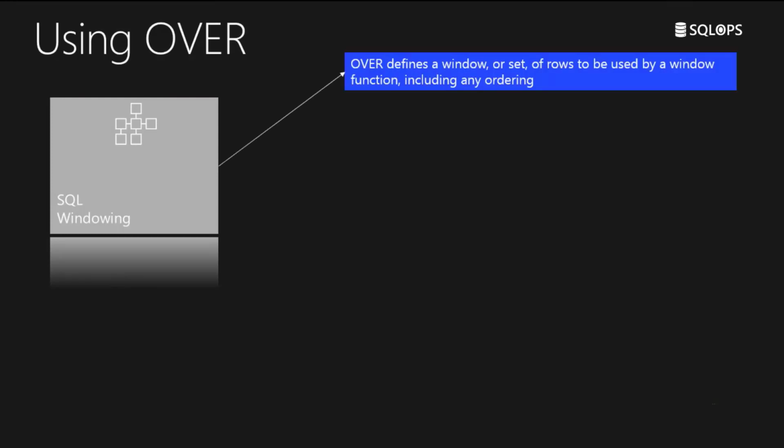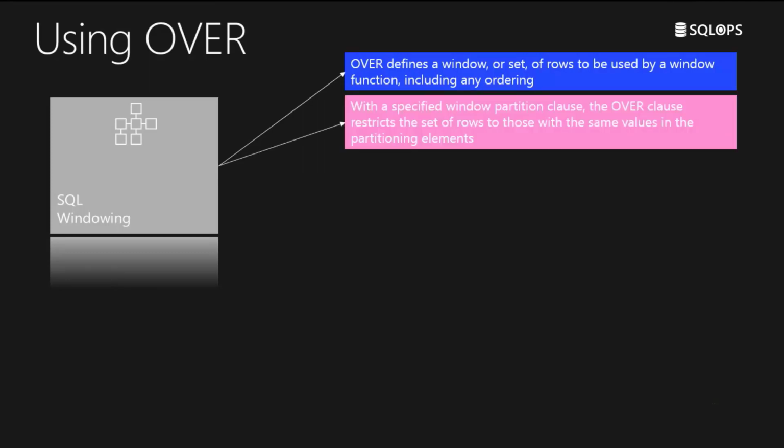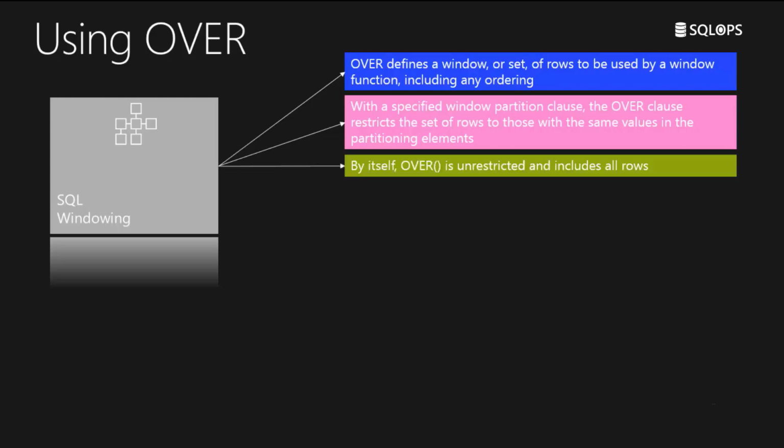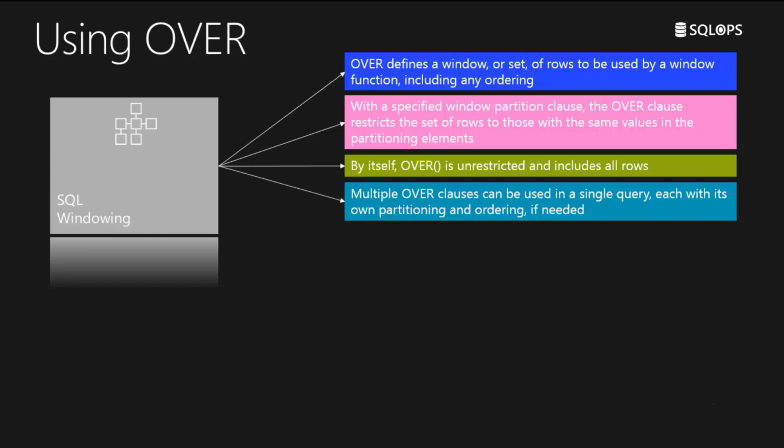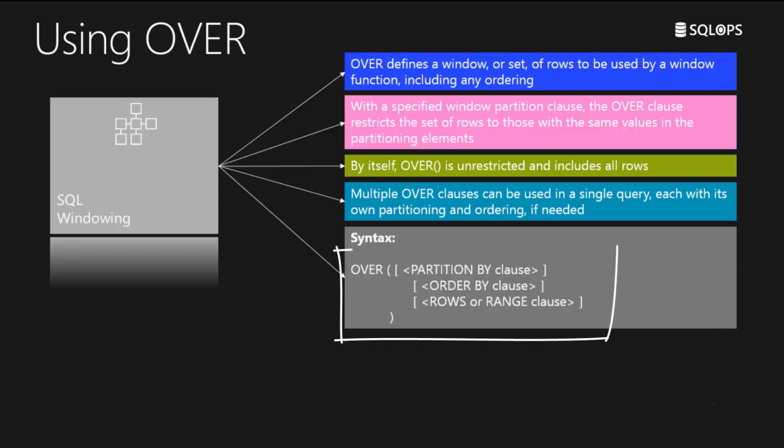The over clause defines the window or set of rows that will be operated on by a window function, and it includes partitioning, ordering, and framing where each of them is applicable. When the over clause is used alone, it does not restrict the result set passed to the window function, and when it is used with the partition by subclause, over restricts the set to those rows with the same values in the partitioning elements. And if you need multiple over clauses, they can be used in a single query, each with its own partitioning and ordering. The syntax of the over clause is as shown here.